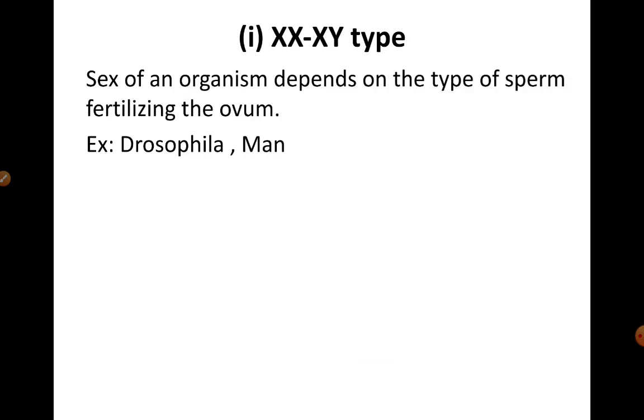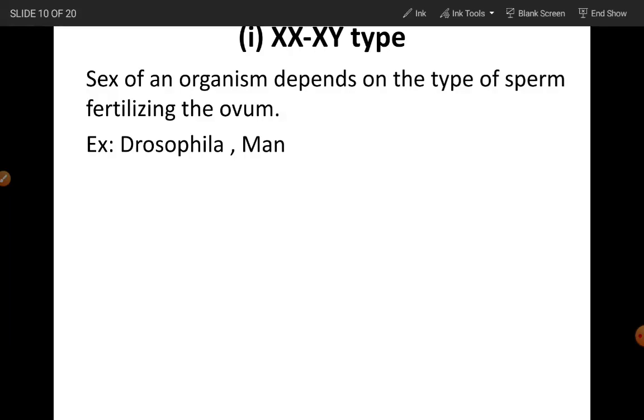Now let us see what is this XX-XY type. Here the sex of an organism mainly depends on the type of the sperm that fertilizes the ovum. Examples here are Drosophila and man. See, in most insects including fruit fly, that is Drosophila, and man, the females possess two homomorphic sex chromosomes, that is X and X.